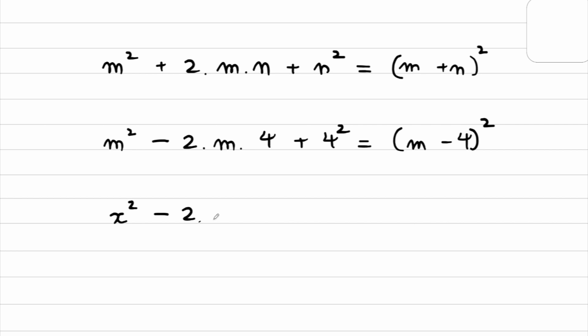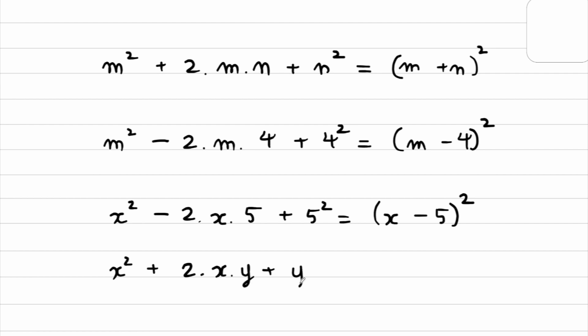You have x squared minus 2 multiply x multiply 5 plus 5 squared. You have (x minus 5) squared, a perfect square of subtraction. And one more time for the perfect square of a sum: you have x squared plus 2xy plus y squared, equal to (x plus y) squared. The perfect square is on the right hand side and the expression on the left hand side has at least three terms. Okay.